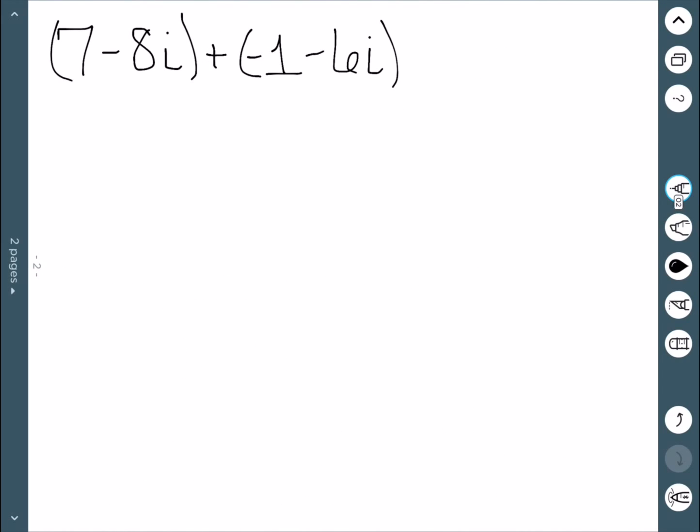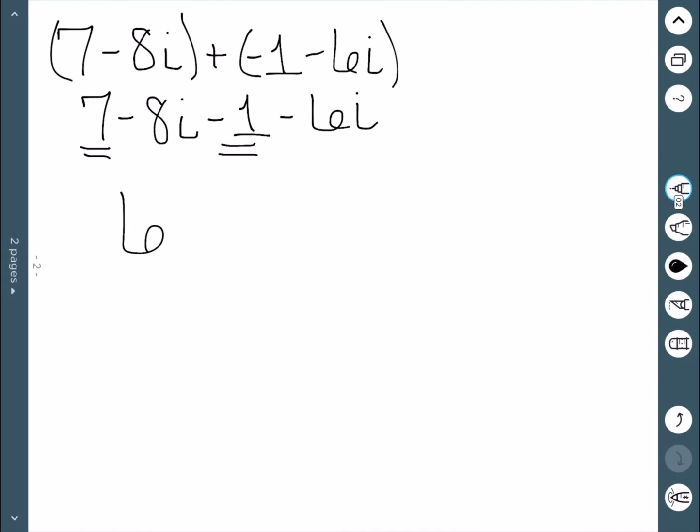We'll now look at how to add these. So if we have this problem, 7 minus 8i plus -1 plus 6i, I can start by ignoring these parentheses. The order of addition doesn't matter. So I have 7 minus 8i minus 1 plus 6i. I know that 7 minus 1 is 6. And then from there I can combine these the same way I dealt with polynomials. -8i and 6i are like terms. -8 plus 6 is -2i. So my sum is 6 minus 2i.